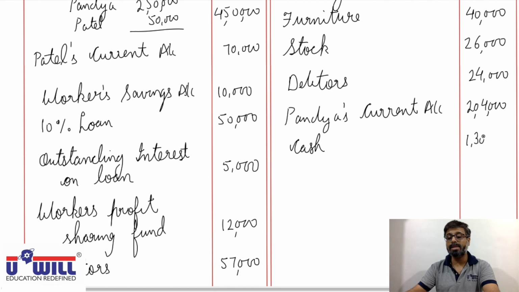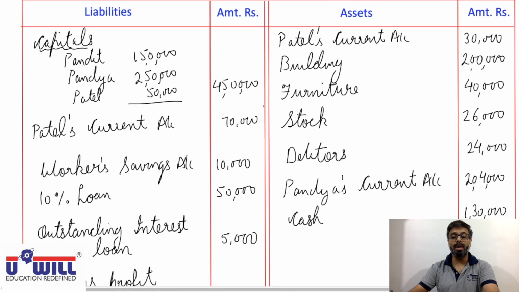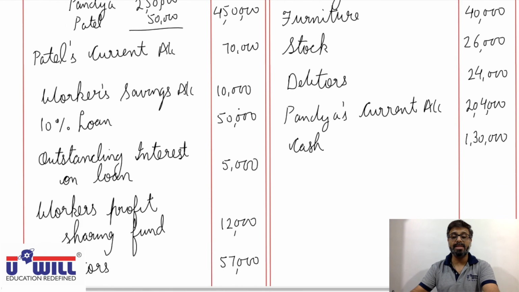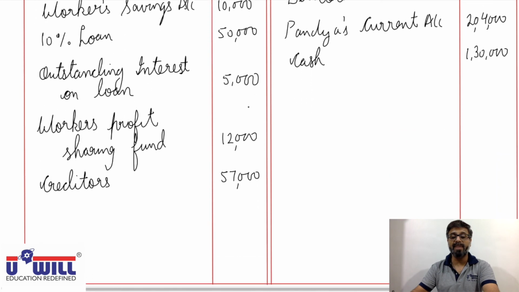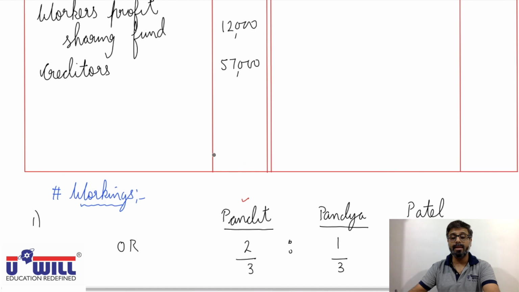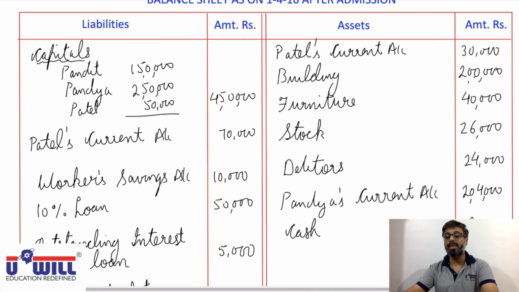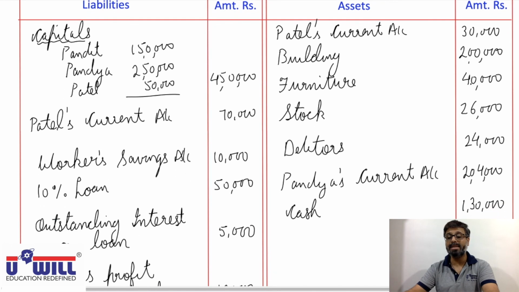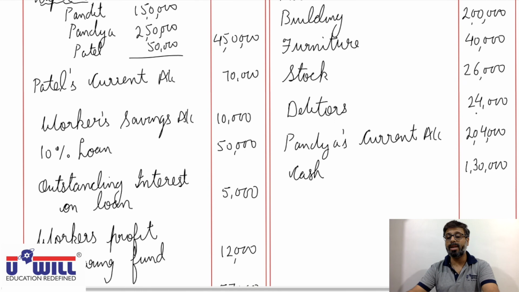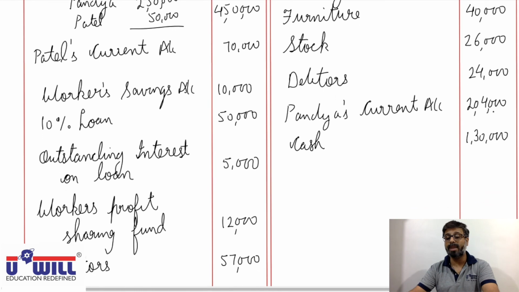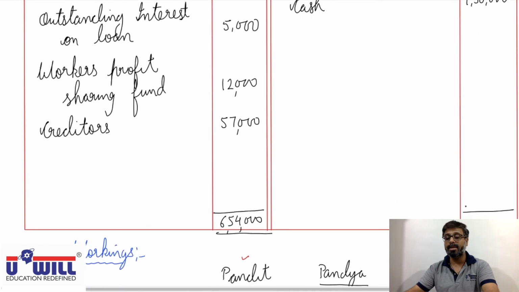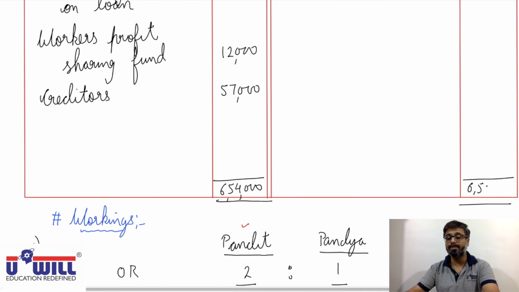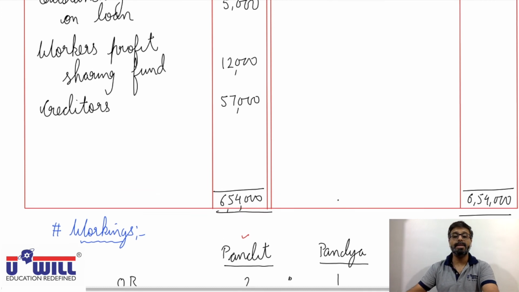And now the balance sheet must tally. So 4,50,000 plus 70, 520 plus 10, 530 plus 50, 580 plus 5, 585 plus 12, 597 plus 57, 6,54,000. And on the asset side, 30 plus 2 lakhs, 2,30,000 plus 40, 2,70,000 plus 50, 320 plus 2,04, 524 plus 130, 6,54,000. So the balance sheet gets tallied.